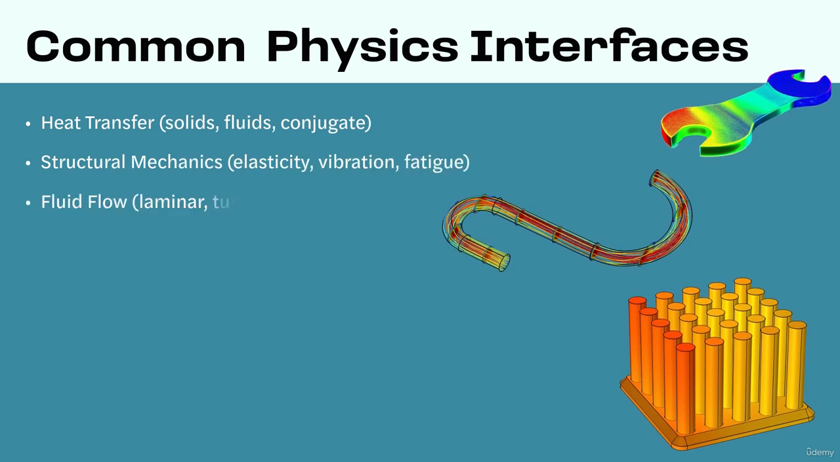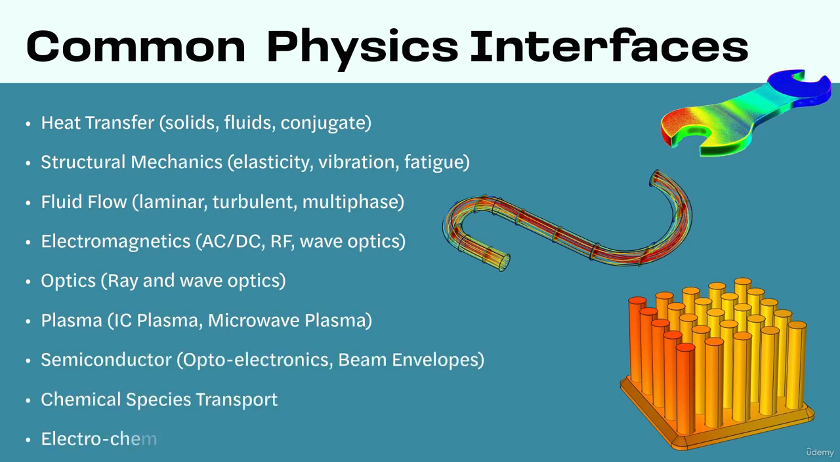Now we will discuss the common physics modules that are available in COMSOL that you can use to perform your modeling and simulation. The first option is heat transfer. Under heat transfer, you can perform heat transfer in solid bodies, fluids, or you can also conduct a conjugate study, which means that you can conduct the heat transfer study in solids and fluids altogether. After that, we have the structural mechanics option, where you can analyze elasticity, vibration, or fatigue.